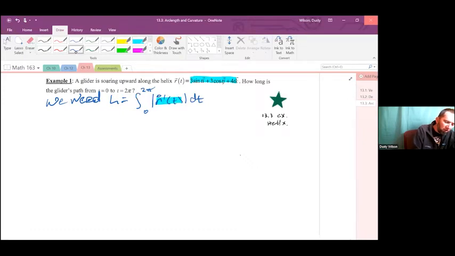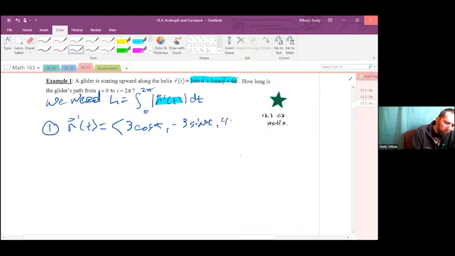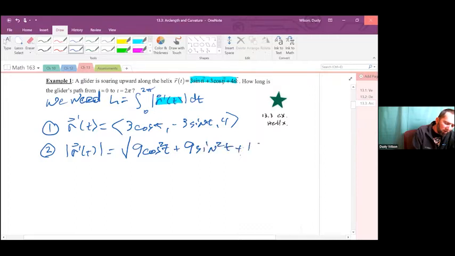To find this, the first thing we've got to find is r'(t). So r'(t) will be <3 cos t, -3 sin t, 4>, which tells us we can find the magnitude of r'(t), and that's going to be the square root of 9 cos² t plus 9 sin² t plus 16.